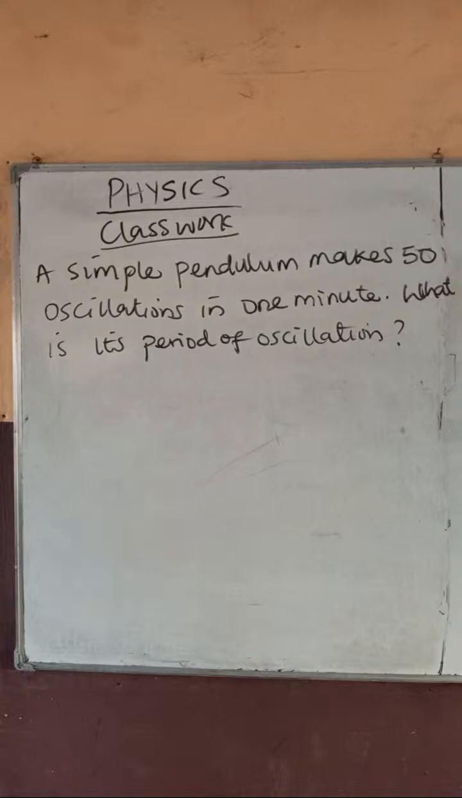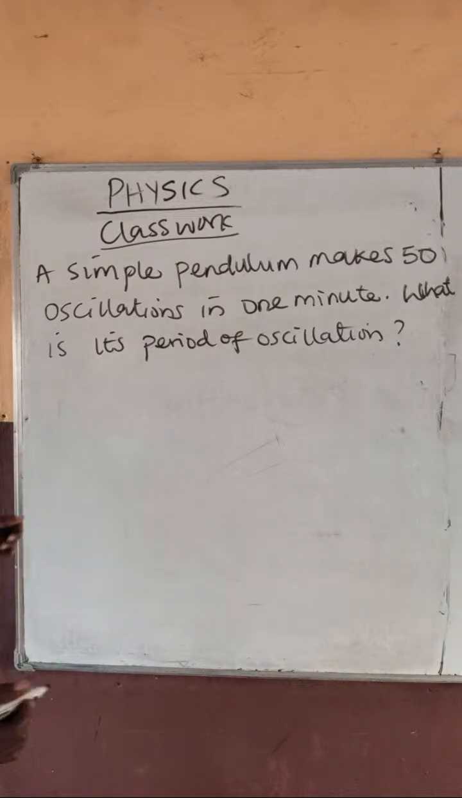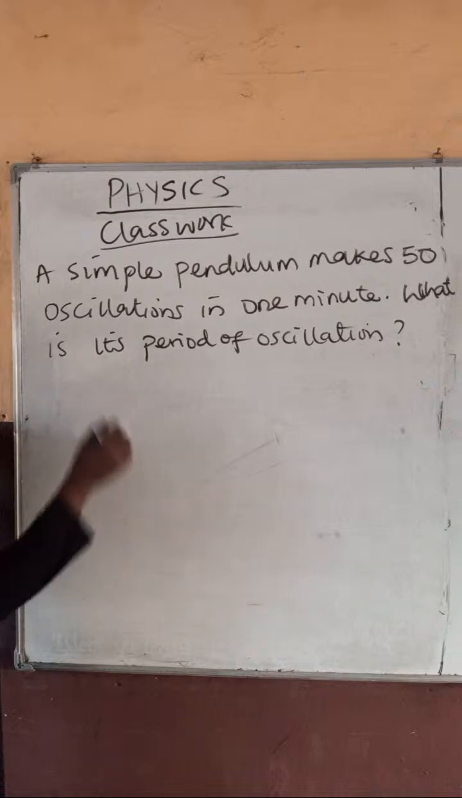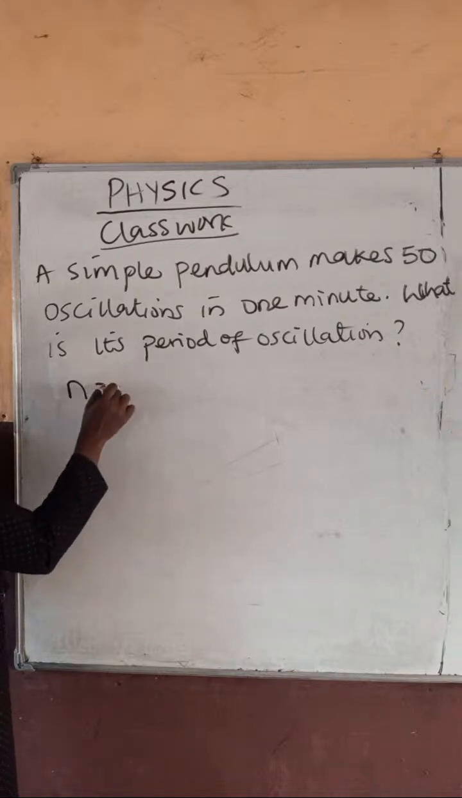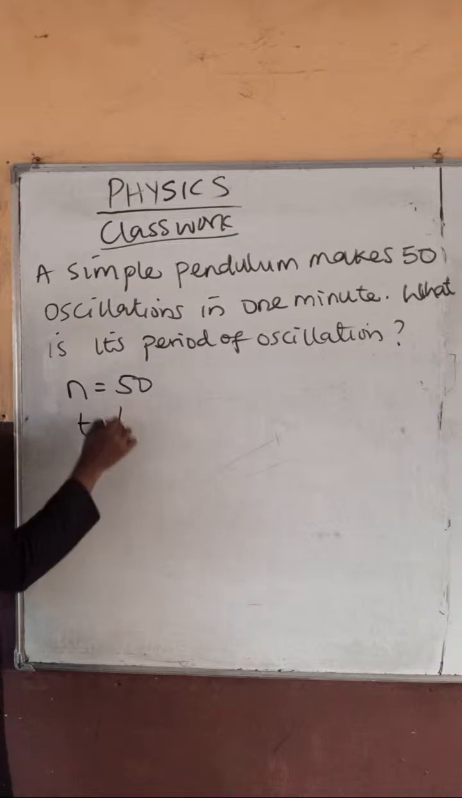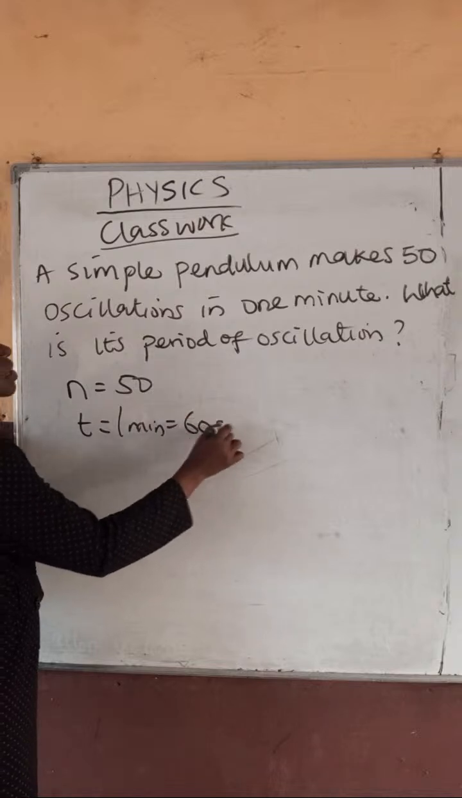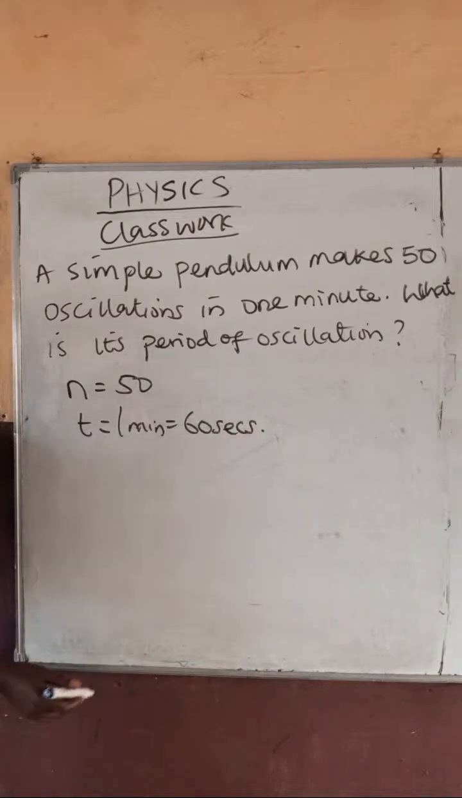All right. Let's go. A simple pendulum makes 50 oscillations in 1 minute. What is its period of oscillation? Okay. Now, for us to solve this, the number of oscillations is what? 50. Okay. And the time, they say 1 minute. 1 minute is the same thing as what? 60 seconds, because you're solving in seconds.